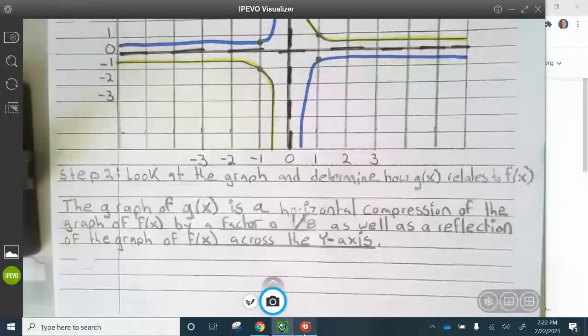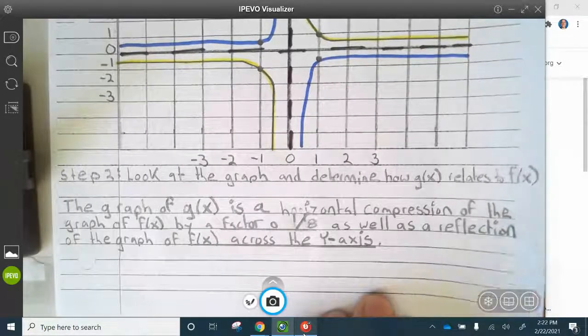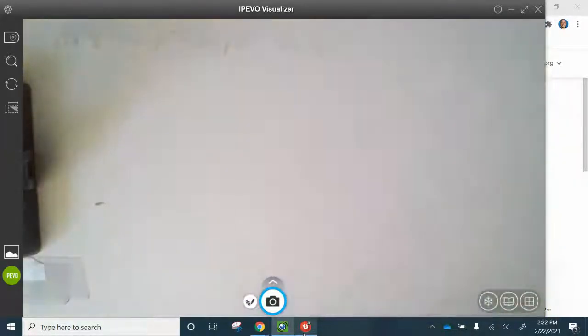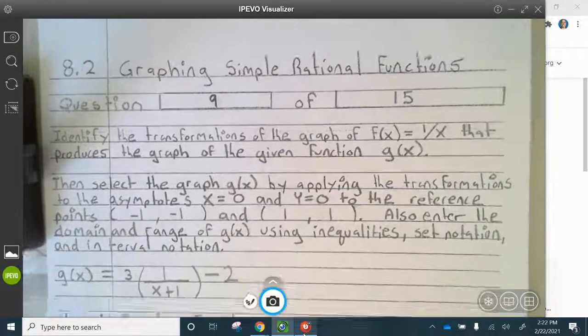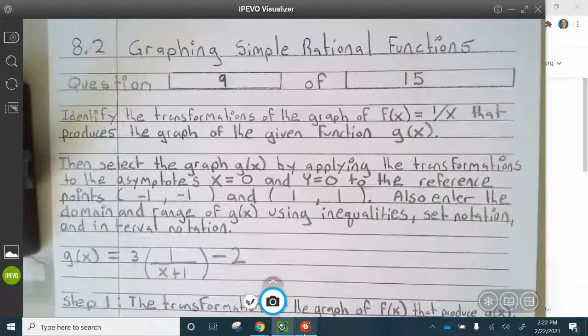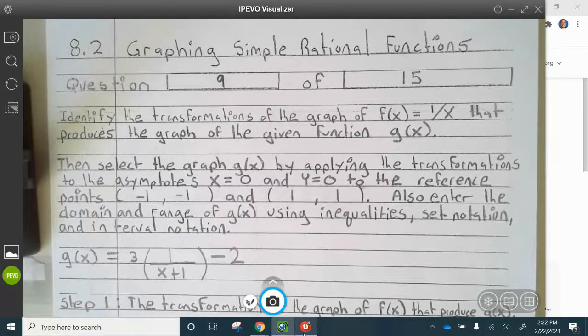All right, question 9 and 15. Identify the transformations of the graph of f of x equals 1 divided by x that produces the graph of the given function g of x. Then select the graph of g of x by applying the transformations to the asymptotes x equals 0 and y equals 0 to the reference points -1, -1, and 1, 1. Also, enter the domain and range of g of x using inequalities, set notation, and interval notation. All right, so g of x equals 3, parentheses 1 divided by x plus 1 minus 2.